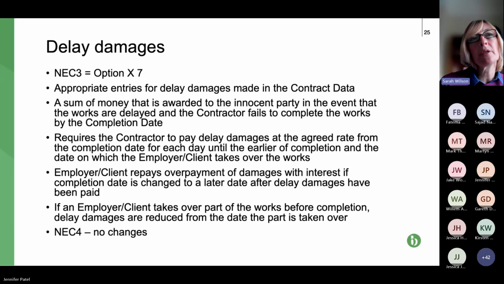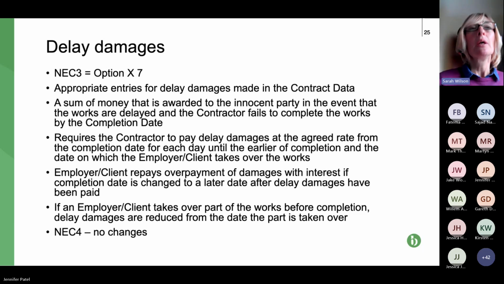Okay, so I'm probably not going to talk too much about delay damages because I'm sure you're aware of them. They're dealt with in NEC 3 and 4 at option X7. So they are liquidated damages. Be aware that if, for example, you say not applicable, the general rule is that you are saying liquidated damages are not applicable. It's not saying damages for delay are not applicable, so you would be paying general damages instead.